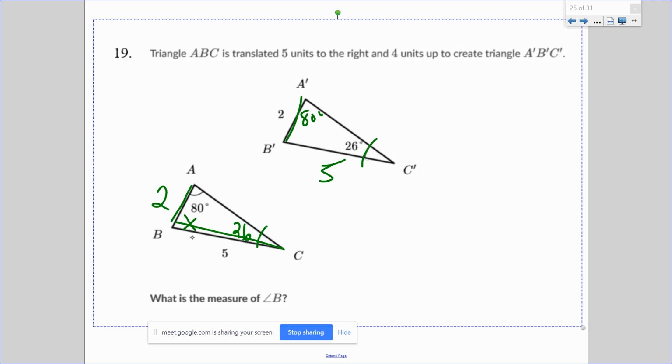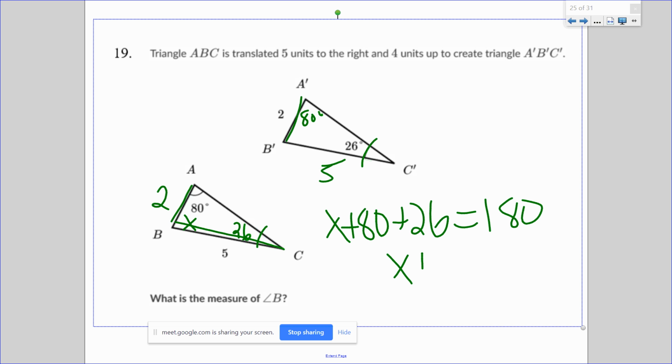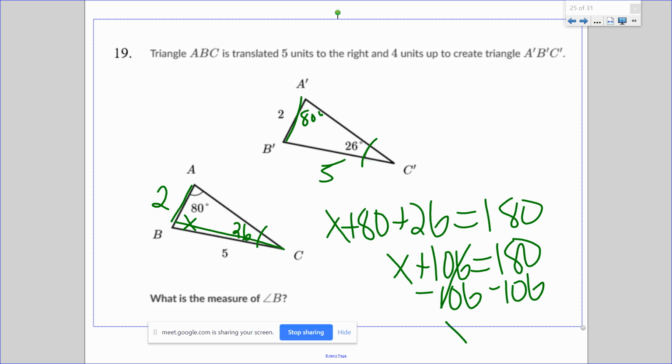This goes back to the first unit. The angles of a triangle add to 180. So x plus 80 plus 26 equals 180. From there, I do the algebra, and I get 74. So if it says a reflection, rotation, or translation happened, I don't care about the details of them. I know that a congruent figure was created, so all the corresponding sides and angles must be the same.